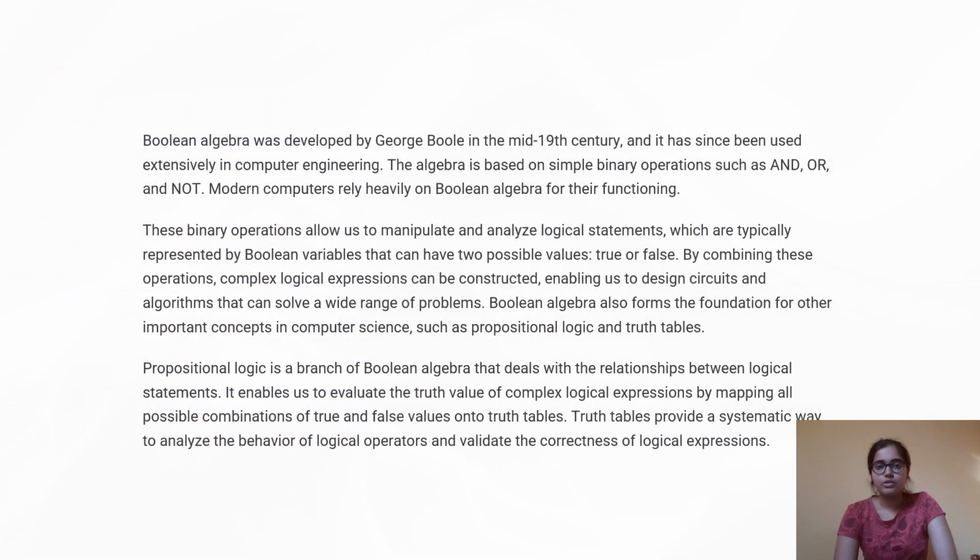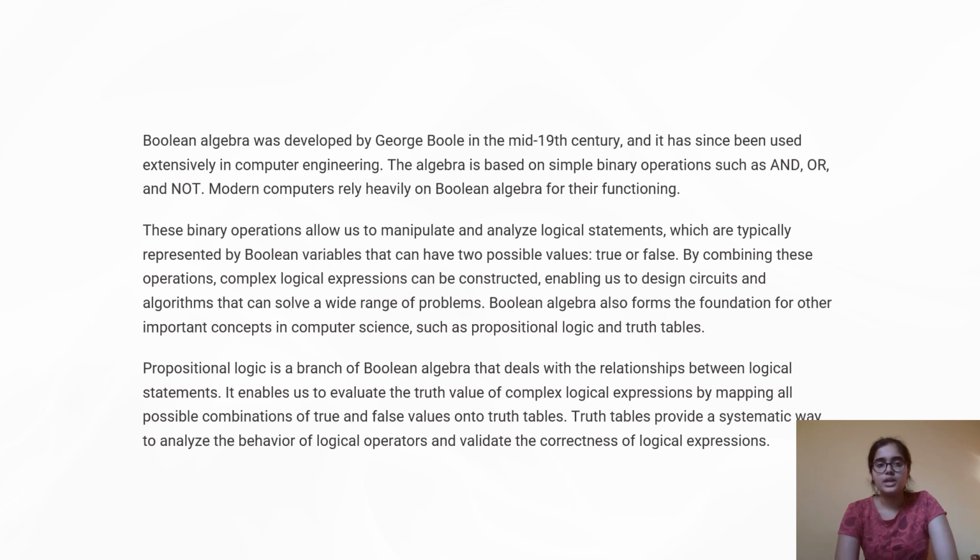So let's get more familiar with Boolean algebra. It was developed by George Boole in the mid 19th century, and it has since been used extensively in computer science engineering. The algebra is based on simple binary operations such as AND, OR, and NOT. Modern computers work heavily on Boolean algebra for their functionality.